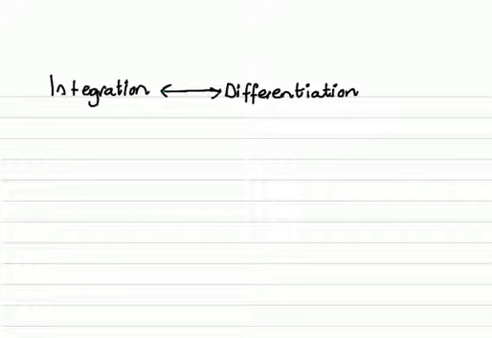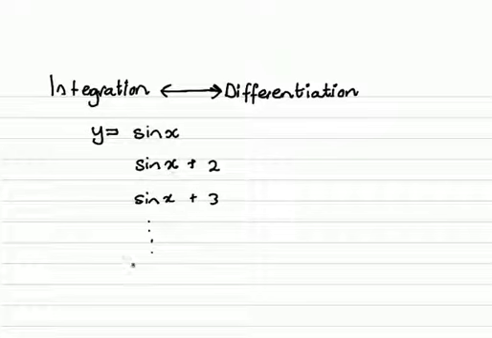Now, I can use this arrow to basically say I can move from differentiation to integration, and vice versa. So now, let's say we're given a function like y is equal to sine x, and it could also be sine x plus 2, and maybe sine x plus 3, or in general, let's say we're given sine x plus a constant. So I hope you notice that in the first instance here, the constant is 0.